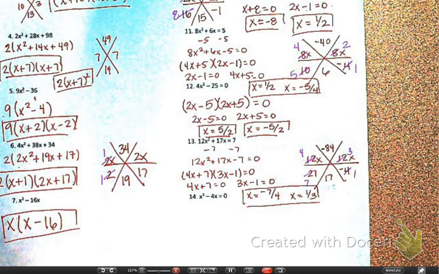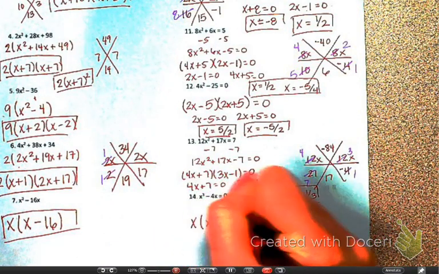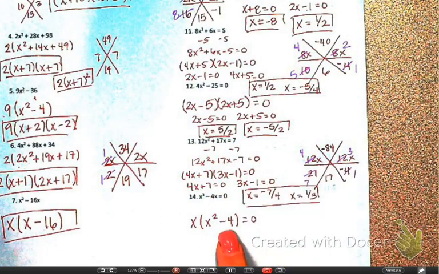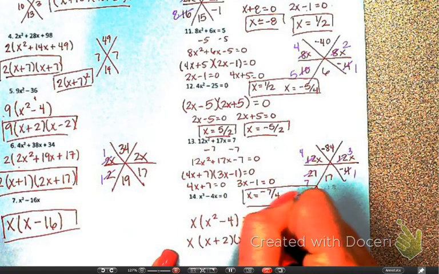Last one like this. Standard form, set equal to 0. Is there a GCF? Yes. What? X. So I'm left with x squared minus 4. Is there anything I can do with x squared minus 4? I sure hope so, because this is now the third time you've seen x squared minus 4 on this piece of paper alone: number 1, number 5, and now this one. So you should know by now that it's x plus 2 and x minus 2.